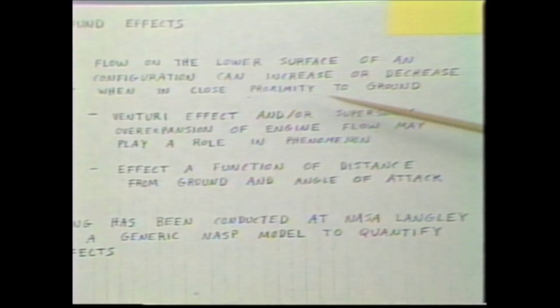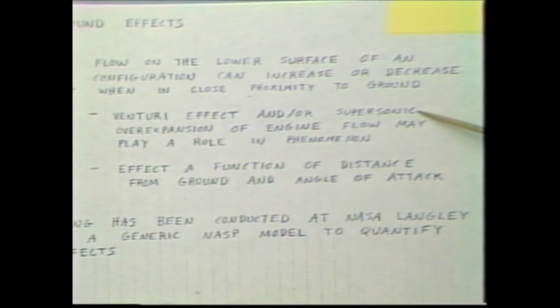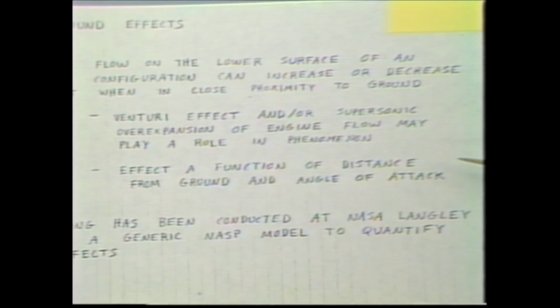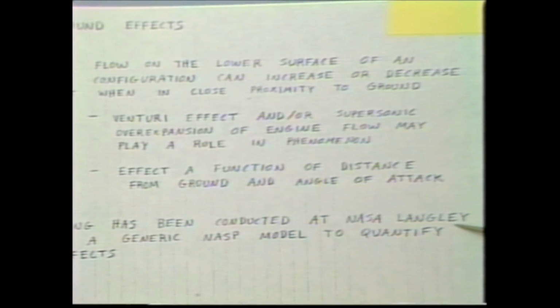Some different theories for why that might be. There could be a Venturi effect for subsonic flows, or if the flow is supersonic, you could get supersonic overexpansion effects that tend to suck the back end of the plane into the ground. I already mentioned what it's a function of. A lot of testing has been conducted at NASA Langley on a generic NASP shape to try to quantify this effect.